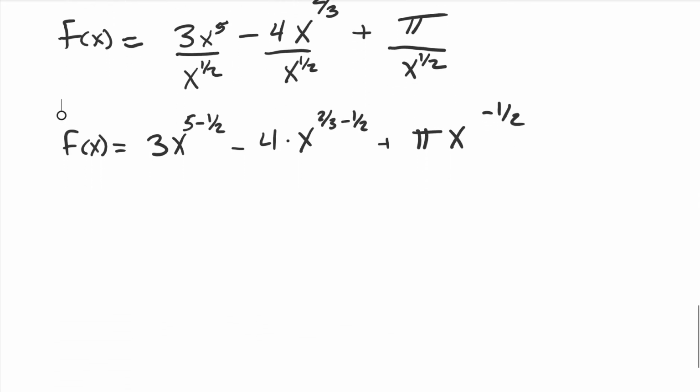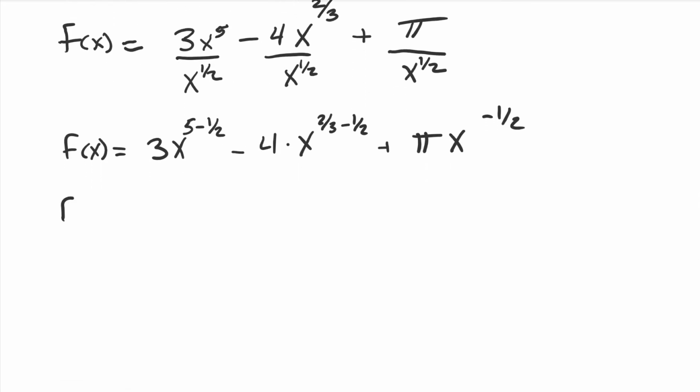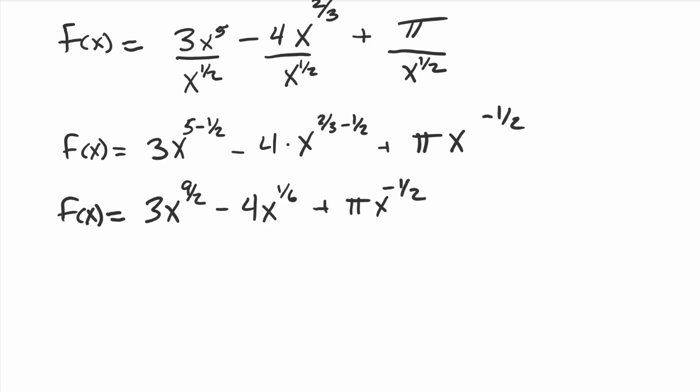And now we just have to do some subtractions. I'm going to assume you know how to subtract fractions, so I'm just going to run through. 10 halves minus 1/2 is 9 halves. 2/3 minus 1/2 is 1/6. And this is already ready to go. Now this is what we call derivative rate.